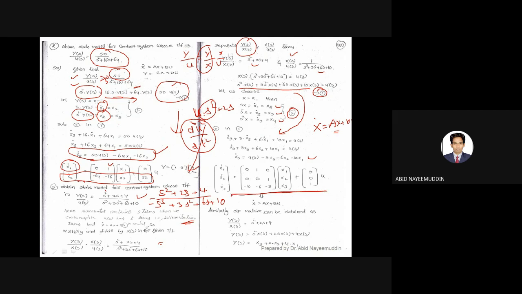Now in the same way for y of s by x of s, you do the same procedure that we have done. Then you will get some matrix. So you represent that matrix in terms of y. This y matrix is known as the output matrix. Y is equal to cx plus du.